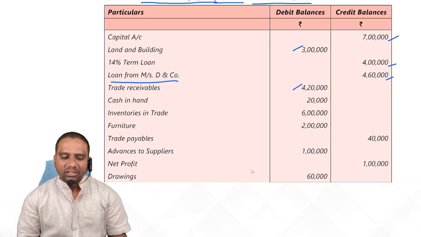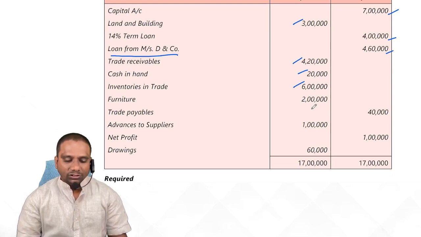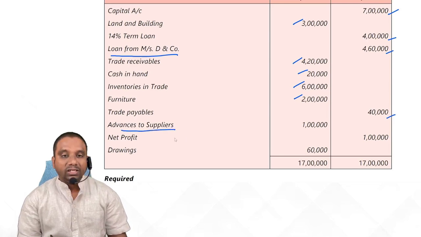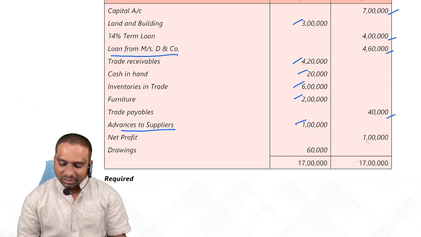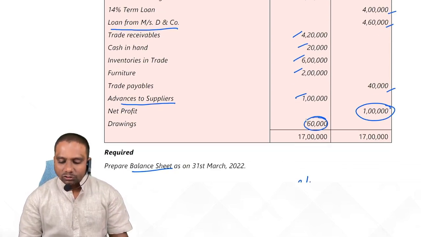Trade receivable, asset side. Cash in hand, asset. Inventories in trade, asset. Closing stock. Furniture, asset. Trade payables, liability. Advances to supplier, asset, because it is showing a debit balance. So asset. Next, net profit. Net profit is added to the capital. Now drawings. So how do we present this?